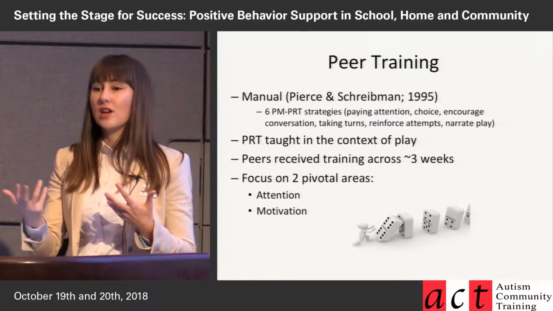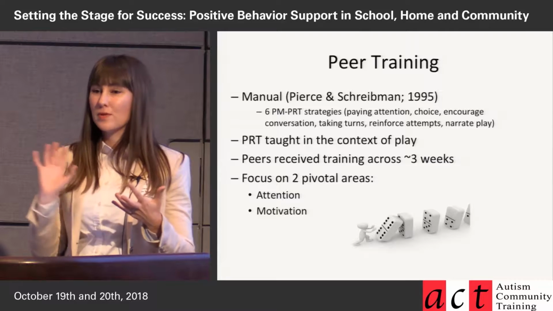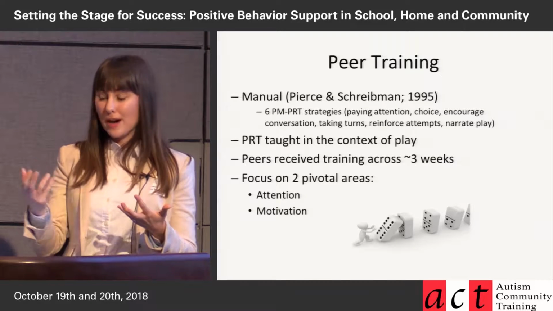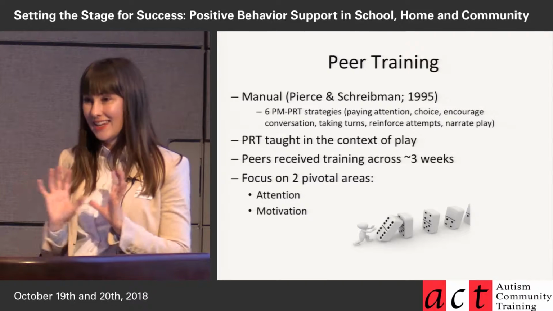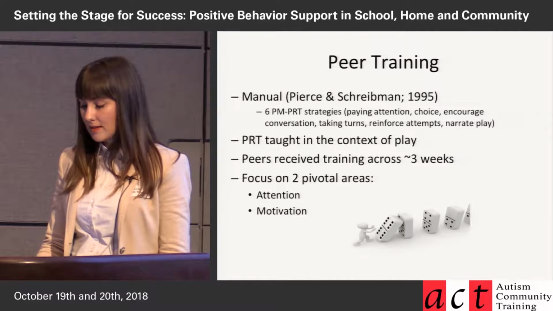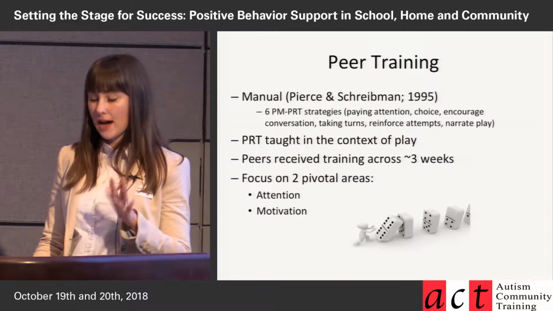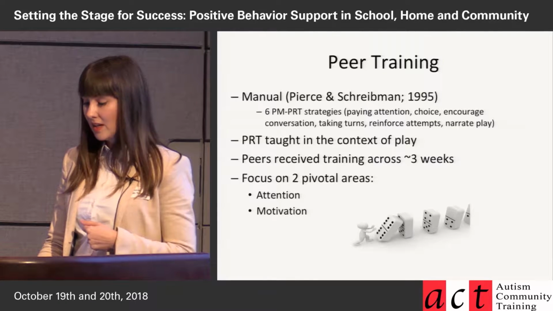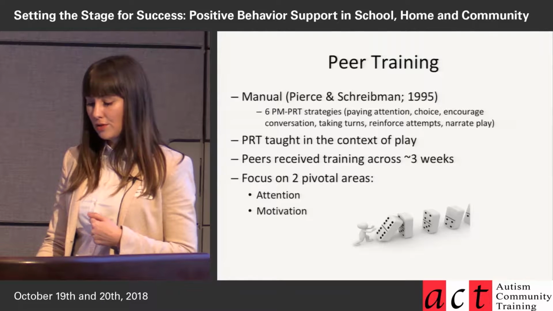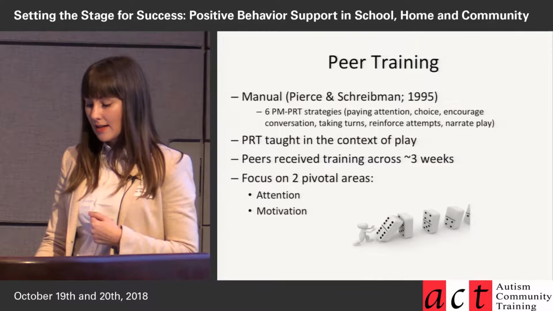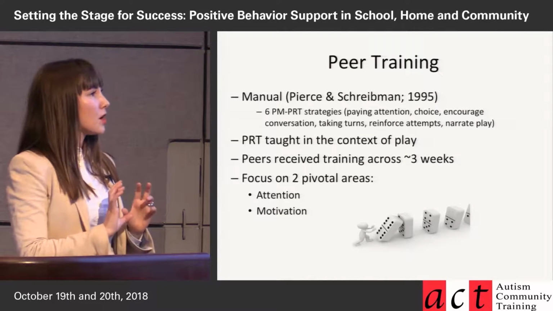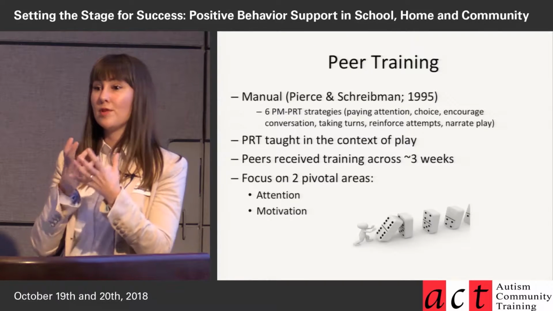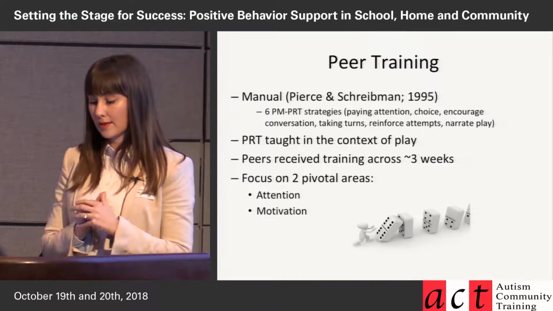And eventually then the child with autism was brought in, and then there was direct coaching of the classmate to support the student with autism to get engaged in the play. And the training was around 3 hours in total over 8 consecutive school days. And the focus was really on 2 pivotal areas. And again, when we're thinking of this model of pivotal response treatment, we want to think about what are the big dominoes? What's the front domino that we can push down that's going to help all of the other skills?